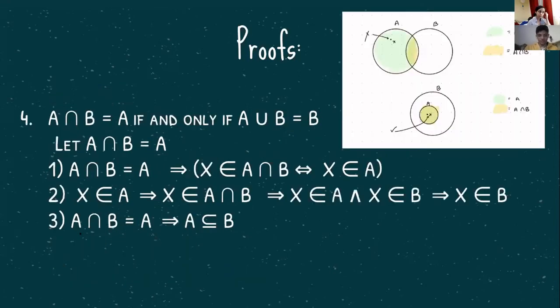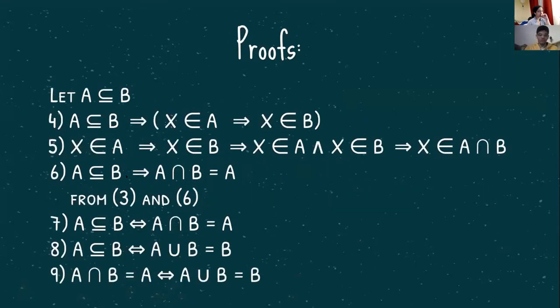And before I said that A intersection B equals A implies that A is a subclass of B. So each statement implies the other one. A intersection B equals A implies A is a subclass of B, so that's from point 3. And A is a subclass of B implies that A intersection B equals A, so that's from point 6. Using these two statements together, I can say that A is a subclass of B if and only if A intersection B equals A.